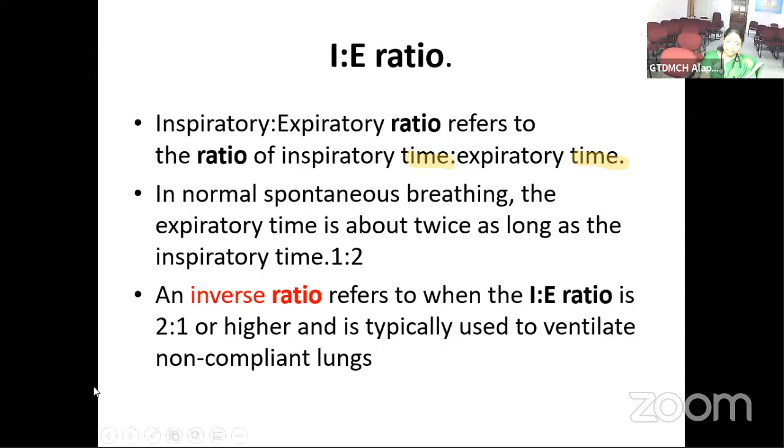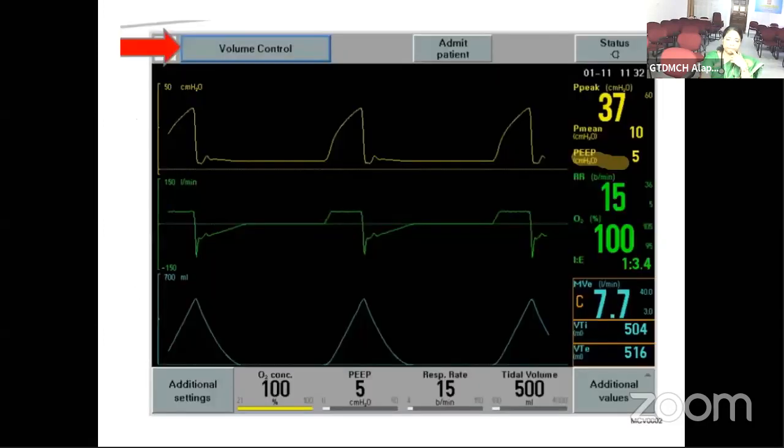That is, we will set the IE ratio as 2:1. We are giving more time for inspiration. It is called inverse ratio. So that is the setting in ARDS. The inspiratory expiratory ratio is the ratio of inspiratory time to expiratory time.